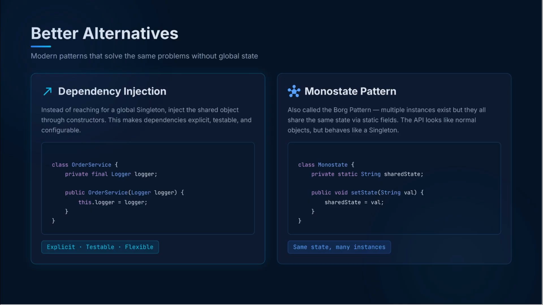On the other side, the monostate or borg pattern takes a different approach. It allows multiple instances to be created normally, but all instances share the same underlying static state. So calling setState on any instance affects all of them. The API feels like regular objects, but the behavior is singleton-like. The trade-off is that monostate still carries hidden state coupling, while dependency injection makes everything explicit and is generally the preferred approach in modern codebases.